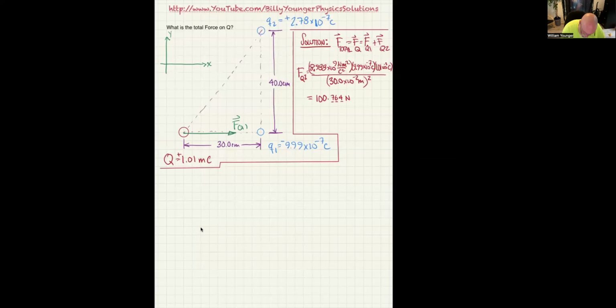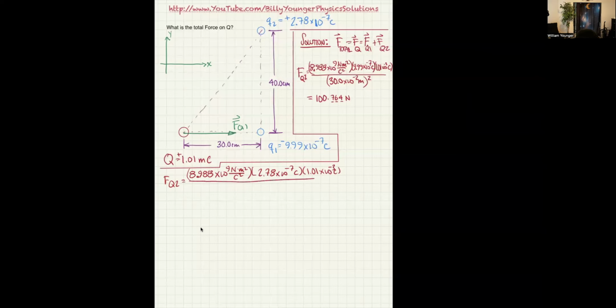Now I'm going to go ahead and calculate the force F Q2. So in this case, I'm going to say F Q2 is equal to 8.988 times 10 to the 9th newton meters squared per coulomb squared, times, in this case, I'm going to put in the 2.78 times 10 to the negative 7 coulombs, times the 1.01 times 10 to the negative 3 coulombs. And I'm going to divide all this by the distance between them. And of course, we see the location of Q is right here, and the location of Q2 is right here.